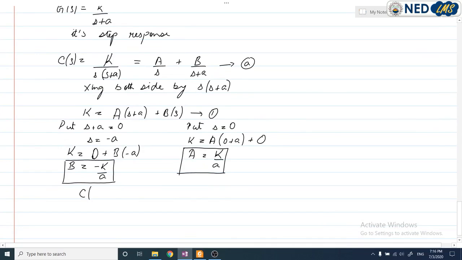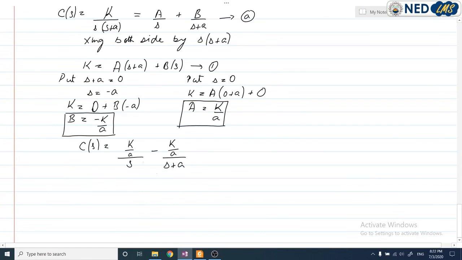So the output response will be K upon A of 1 upon S, minus of K upon A of 1 upon S plus A. So this is the output response of the system for unit step input, and from this output response it is clear that there are only two unknown parameters, that are K and A, and if we can identify their values by laboratory testing or by any other means, we can obtain the transfer function of this system.